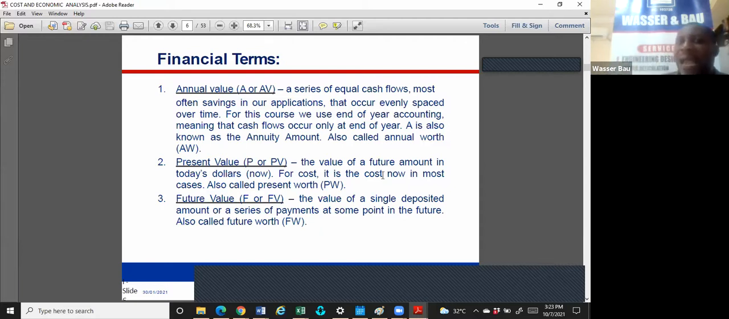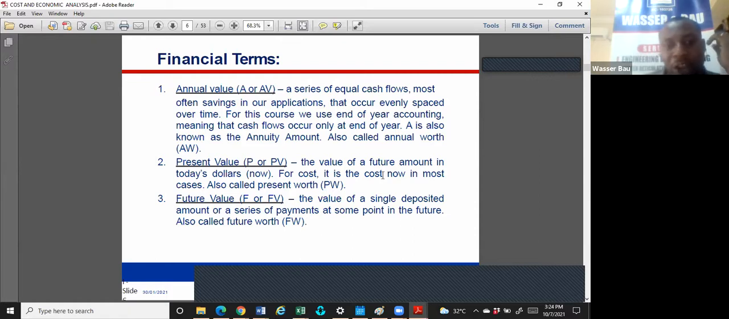So if you buy a car, let's say you bought a car for 2 million, and the cost of fueling it over a period of 5 years is 500,000. It means that the total cost you spend on that car is 2.5 million. If you divide that 2.5 million into 5, that will give you 500,000. That means the annual worth of that car is 500,000. That's what it just means.